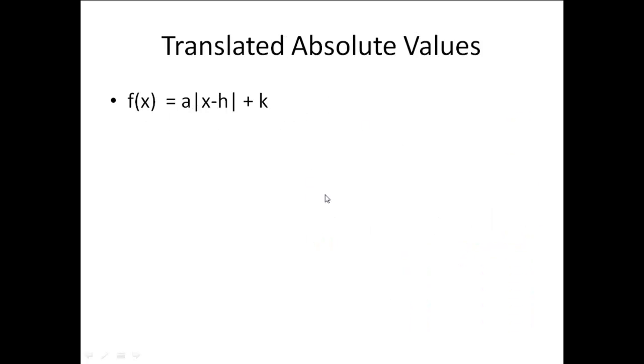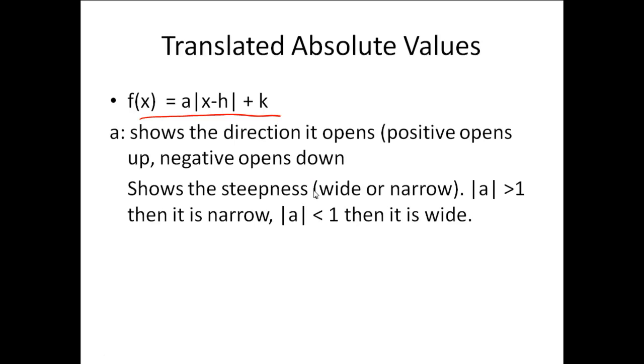So what we're going to be working with now is this very generic function right here, very general, a times the absolute value of x minus h plus k. So this goes back to the ones we just looked at, and we're going to start with a. A does two things for us. The first thing it tells us is it's going to show us the direction that it opens.